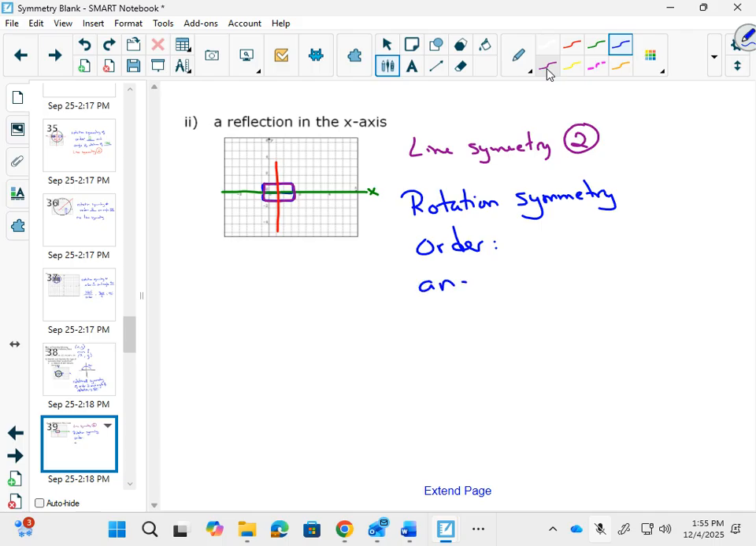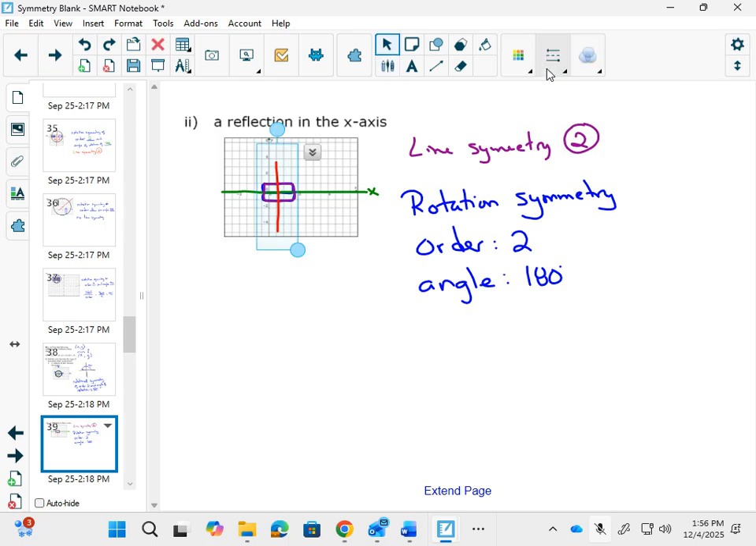This one has rotation symmetry. Is the order 2 or is the order 4? Because if you rotated it, how many times would it match up before it got back to the beginning? 2 times or 4 times? 2 times. Good. It'd have to be a square to be 4 times, right? So the angle is 180 degrees.